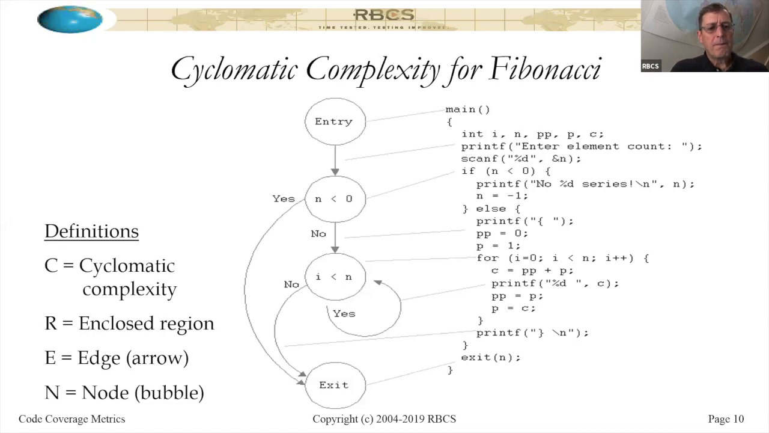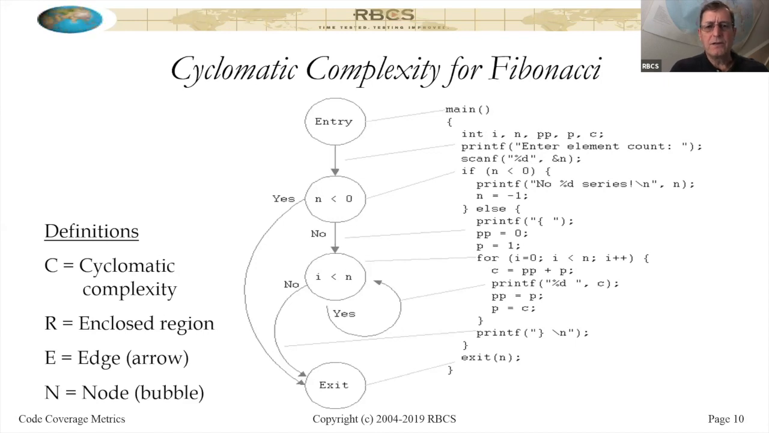So we're going to calculate cyclomatic complexity, which in the paper is referred to as C. And then there are three other defined terms: R, which is what's called an enclosed region; E, an edge, that's an arrow; and N, which is a node, which is the bubble, as I've explained. Now, an enclosed region just means a region on the graph that is entirely surrounded by edges and nodes.